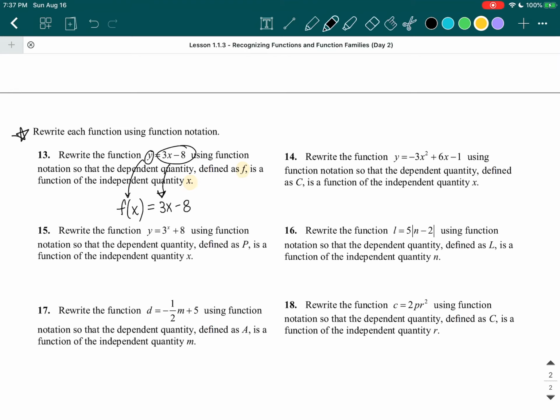Let's pause the video here and give you guys a chance to try number 14 out. So I want you guys to try number 14, okay? So pause the video. And now we're unpaused. We are rewriting the function y equals negative 3x squared plus 6x minus 1 using function notation so that the dependent quantity, defined as c, I'm going to highlight that, is a function of the independent quantity x.